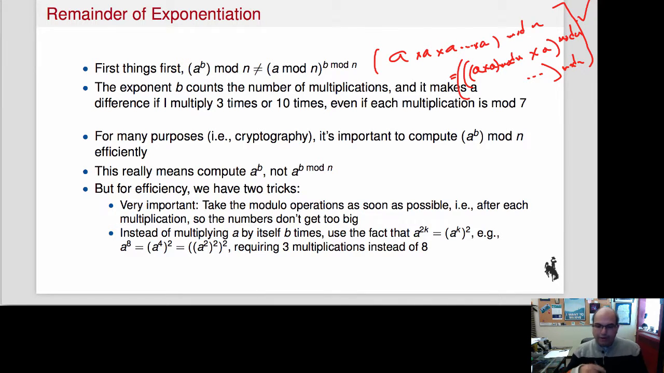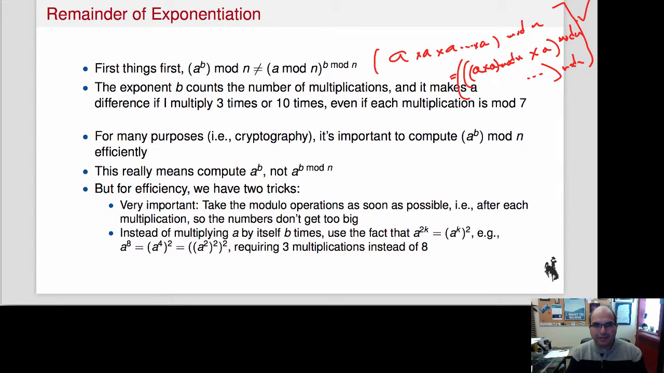Okay. Now the other kind of speed up that we can do is we don't have to multiply a by itself b times. For example, if I have a to the 2k, I want to figure out what a to the 8th is. What I'll do is I'll figure out what a to the 4th is and then square that. By the way, a to the 4th is just a to the 2 squared. How many multiplications do I need? I need 3. A times a, and then whatever that number is times itself, and then whatever that number is times itself. Boom, done.